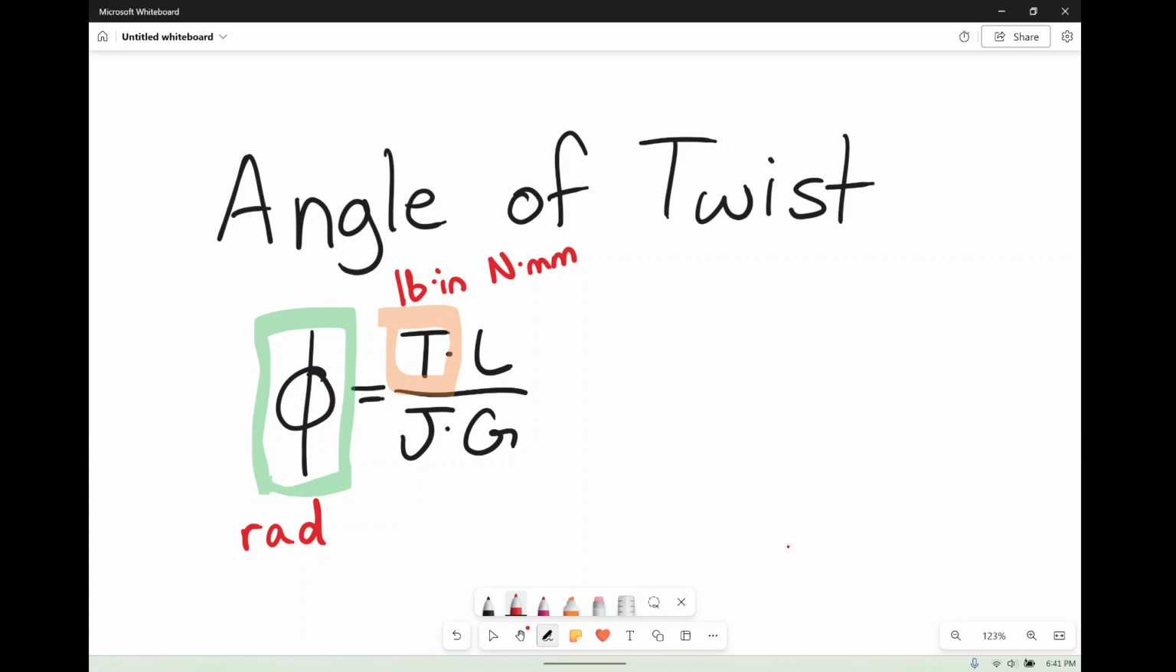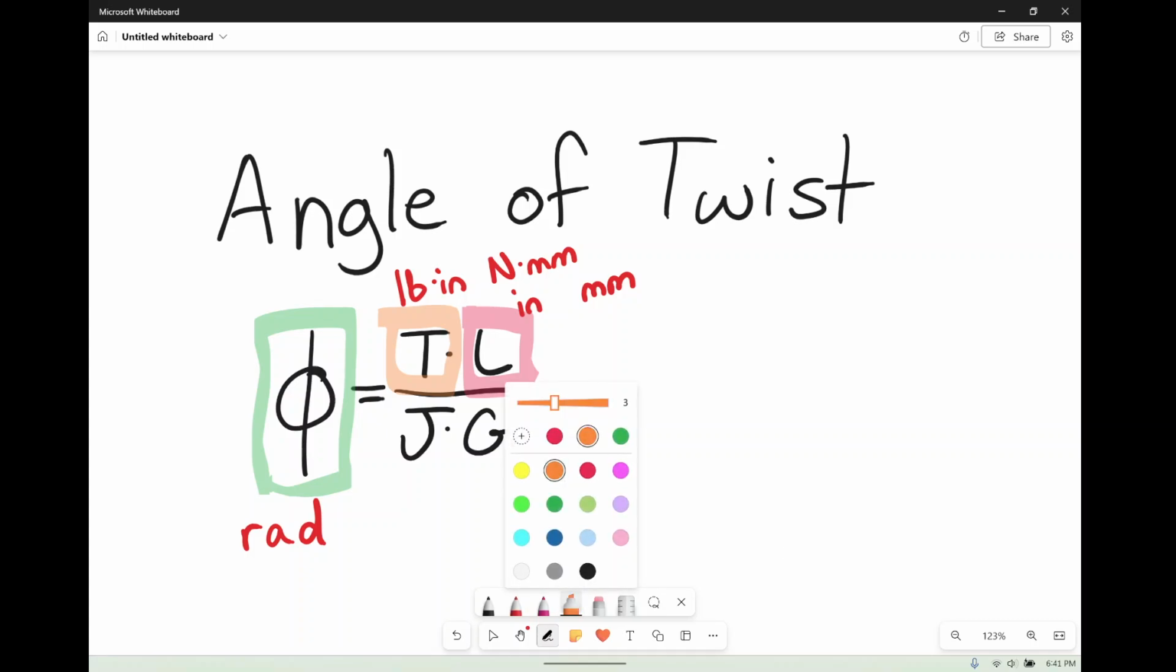I do recommend, though, even though you're never going to be given pound inches or Newton millimeters, that you convert your unit of length in there, be it feet or meters, down to a smaller unit, the inches or millimeters. And same thing goes for the length. Length here, L, you want it to be either in inches or millimeters, because otherwise your units aren't going to cancel with downstairs, J and G.